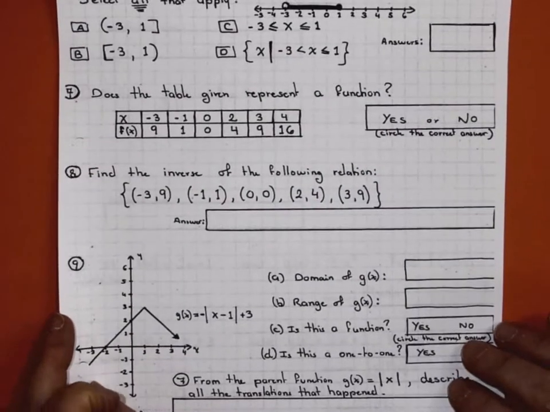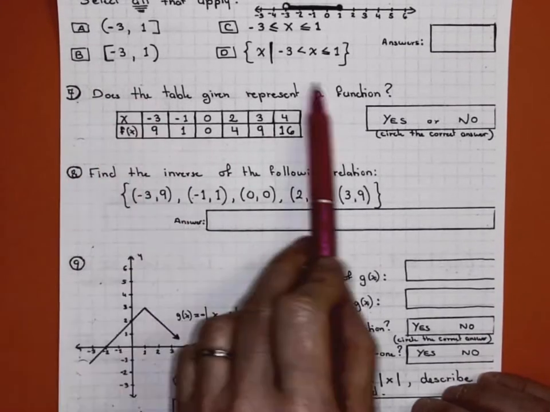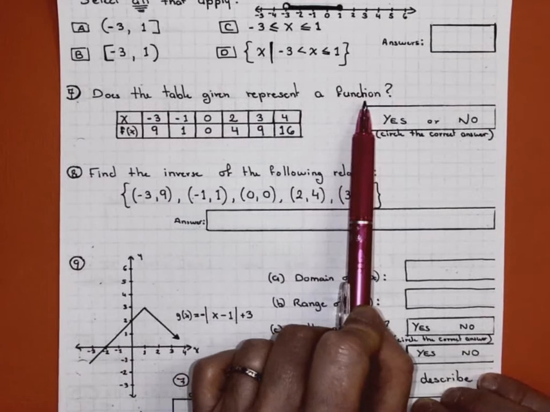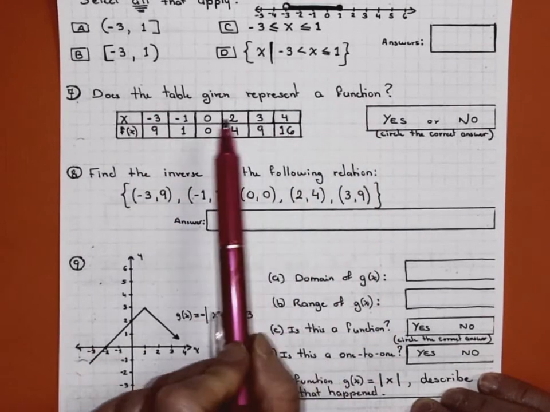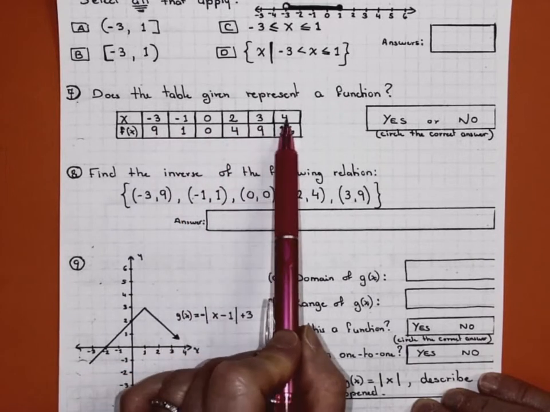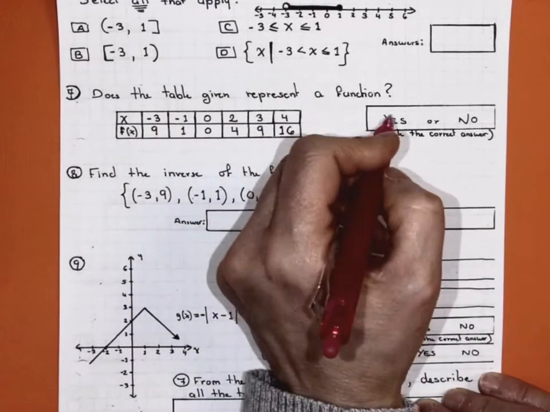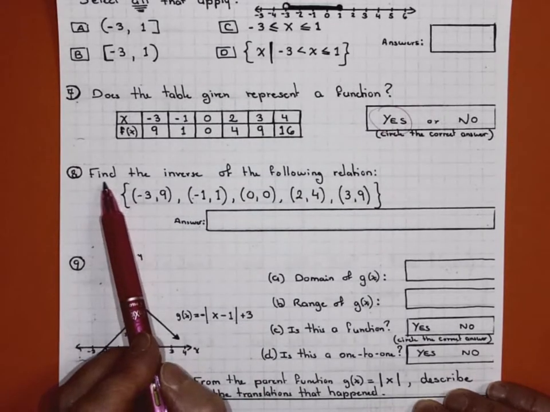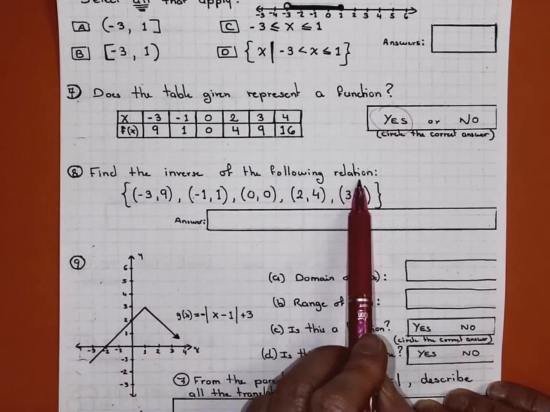Alright, we're going to skip what's above here. We're going to go straight to this one. Does the table given represent a function? So if it is a function, every x can only have one y value. So is there any x that repeats? No. So is this a function? Yes.